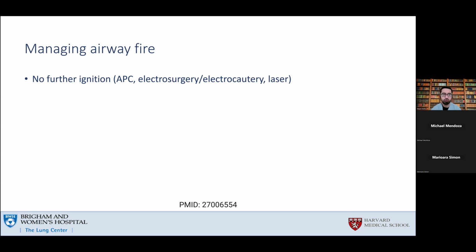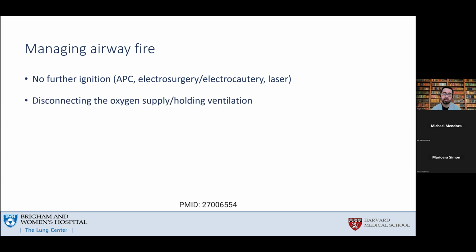One, you want to make sure there's no further ignition. So APC, cautery, laser, anything that is a hot therapy, an absolute no-no. If you see it, you're done. You're not going back to any of those in the moment.